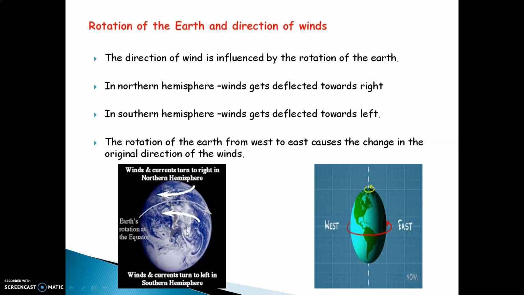This is how the winds blow, depending upon the rotation of the earth. The rotation of the earth from west to east causes the change in the original direction of the winds. As the earth rotates, the winds also blow in the same direction. Because of that, rotation of the earth is important to have directions of the winds on the earth.